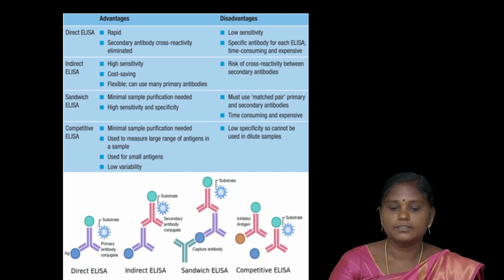Then the disadvantage is low specificity, because you have to use a diluted sample. Even if the sample amount is small, it can be diluted and then used, so that leads to low specificity of the detection. So that is called the drawback. These are the advantages and disadvantages of these types of ELISA.